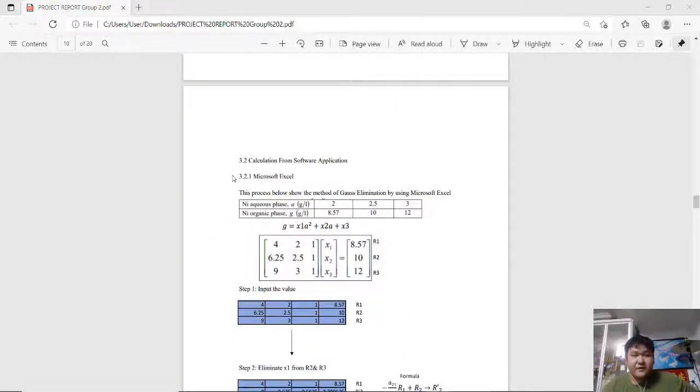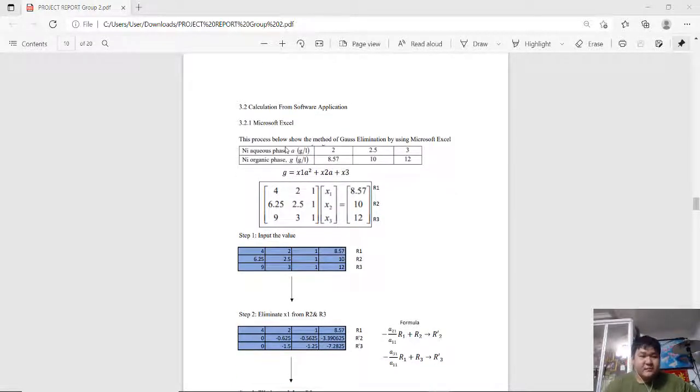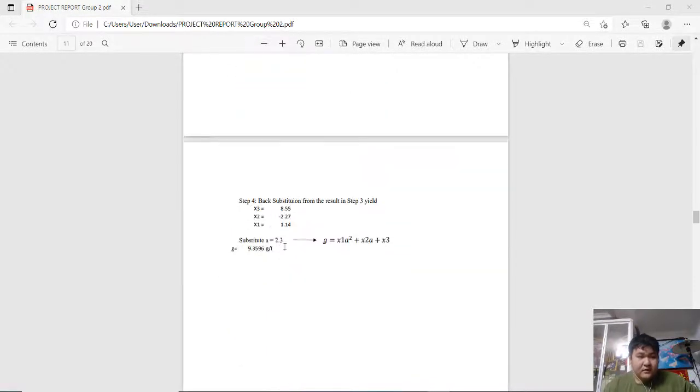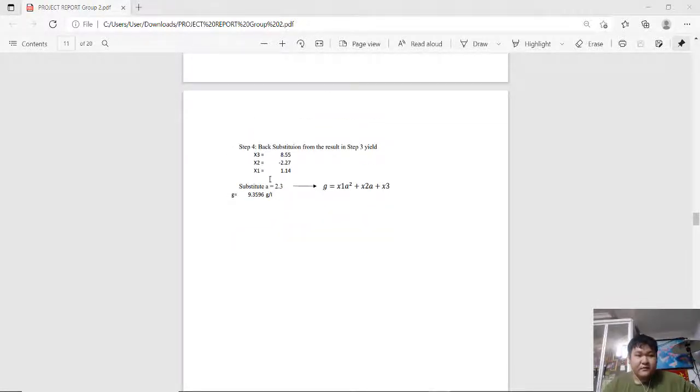Next is Microsoft Excel. We put the equations inside a table like this, which helps us find the new row 2 and row 3. So this is the step. Then we substitute into the equations for finding S3, S2, and S1. We can then find G with the condition A equal to 2.3.